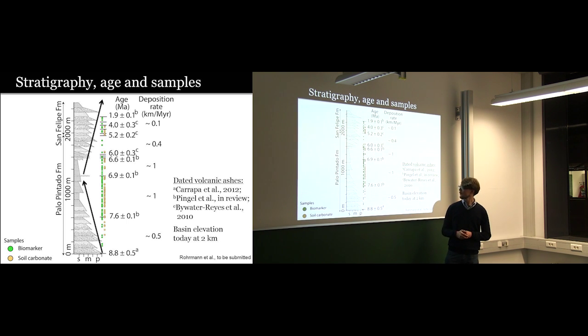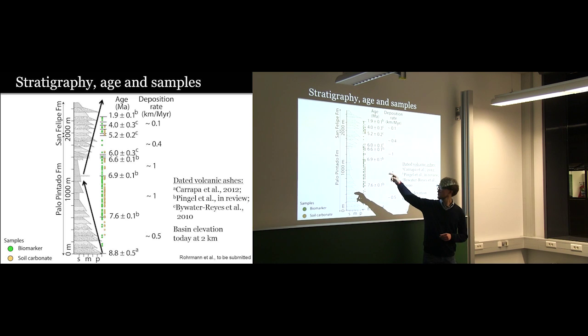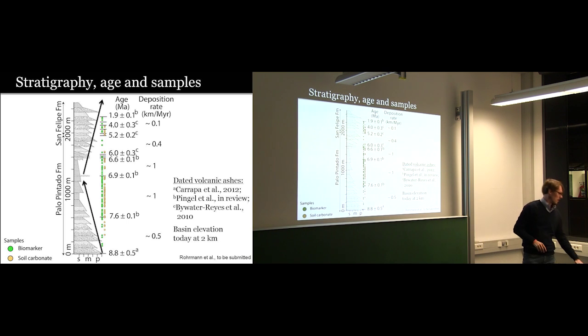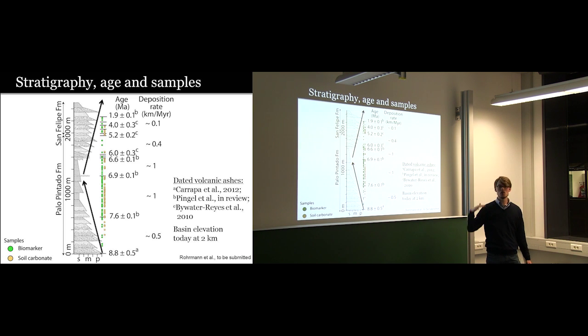And in general, if you just look at the stratigraphy, you can see already a kind of fining upward sequence in this part, where here in the middle part of the Palo Pintado section, you have very fine material. And then again, if you go towards the top, you see a coarsening upward in the section. And again, the basin today is located at 2 kilometers.